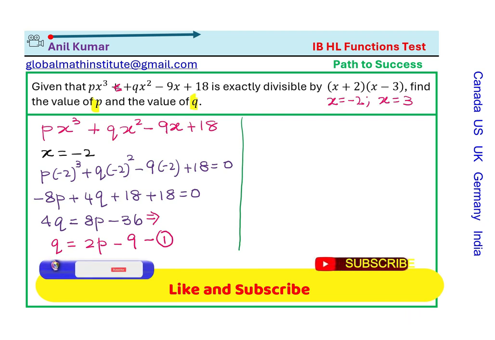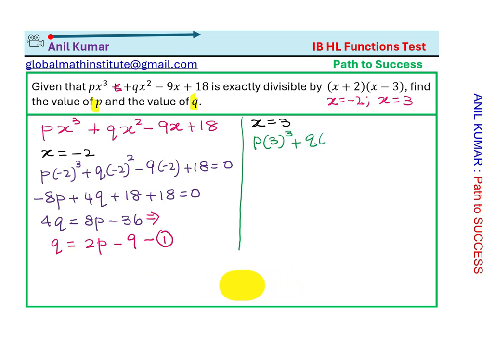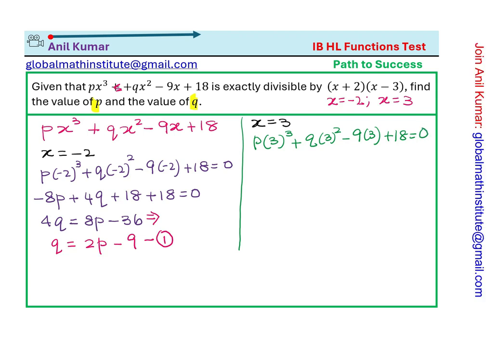Great. So now let's put x equals to 3. X equals to 3, and when I put here, we get p times 3 cubed plus q times 3 squared minus 9 times 3 plus 18, that should also be equal to 0, since it is a root, right? 3 times 3 times 3 will give us 27. 27p plus 9q minus 27 plus 18 equals to 0.